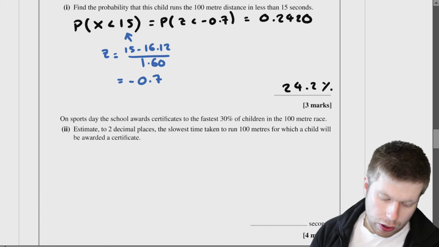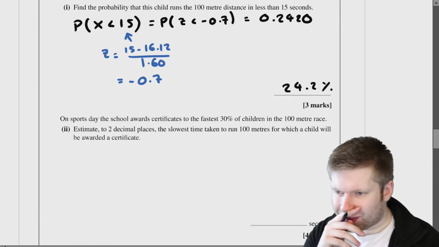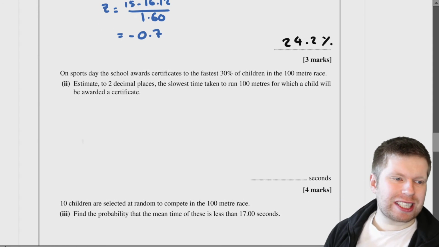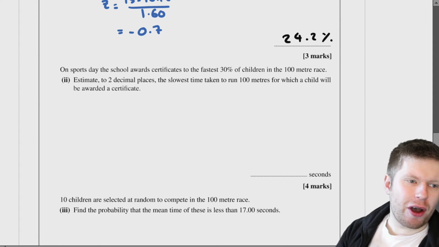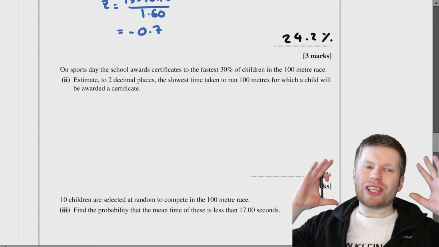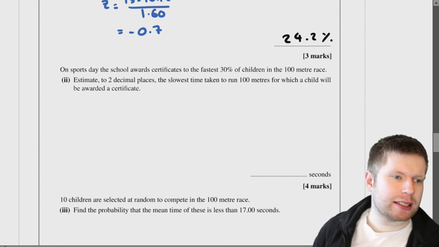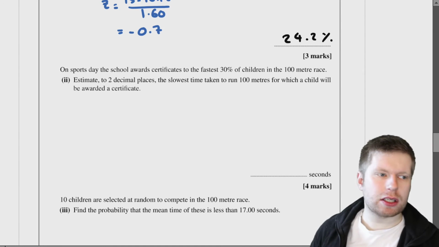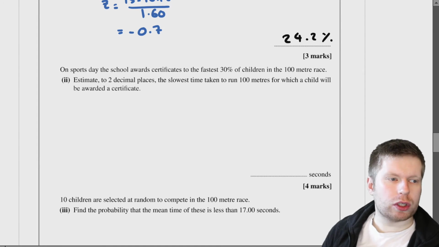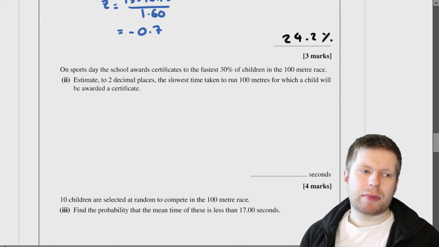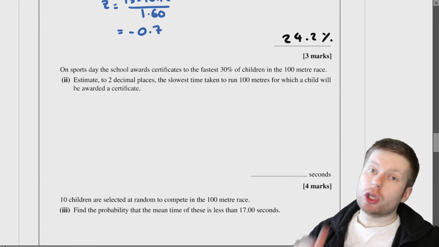Okay, so on sports day, well, not quite actually. I think I'm getting a bit premature. On sports day, the school awards certificates to the fastest 30% of children. So in other words, if you're in the top 30%, you get a certificate. Estimate to 2 decimal places the slowest time taken to run 100 meters for which a child will be awarded a certificate. Okay, so just be careful of the language here. What this is basically saying is that if you're in the top 30%, you get a certificate.